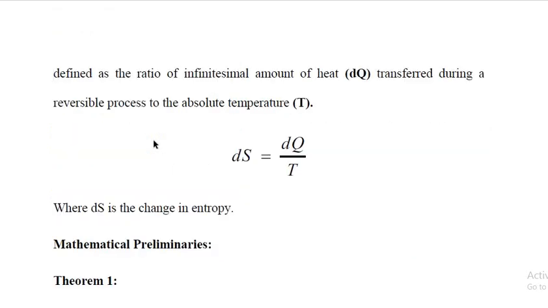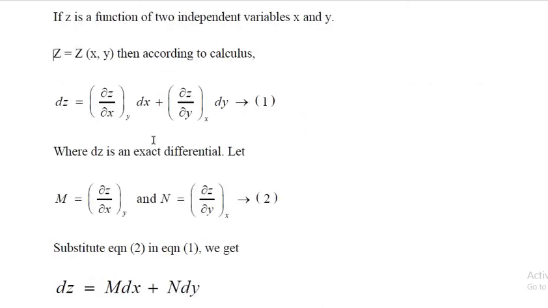So entropy in such a system can be defined as the ratio of the infinitesimal amount of heat transferred during a reversible process to the absolute temperature. So dS, that is the change in entropy, is equal to dq by T, where dq is the infinitesimal amount of heat transferred during a reversible process and T is the absolute temperature. Now the mathematical preliminaries.